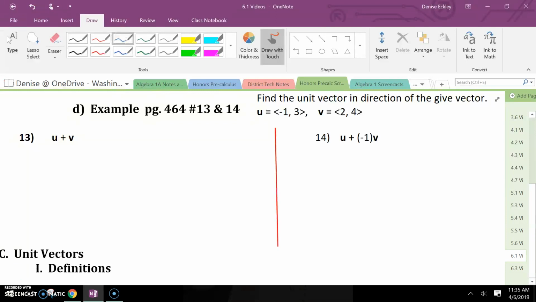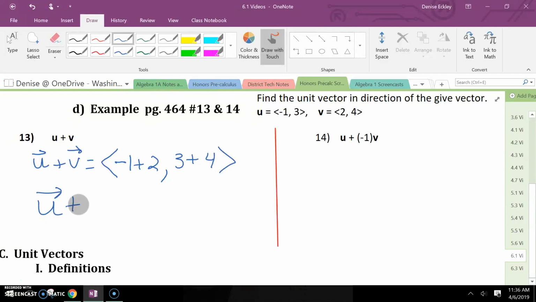So we're simply just going to add the matching components of each vector. So u plus v is going to equal this component form, which is -1 plus 2, and then 3 plus 4. So vector u plus vector v is going to equal 1, 7.